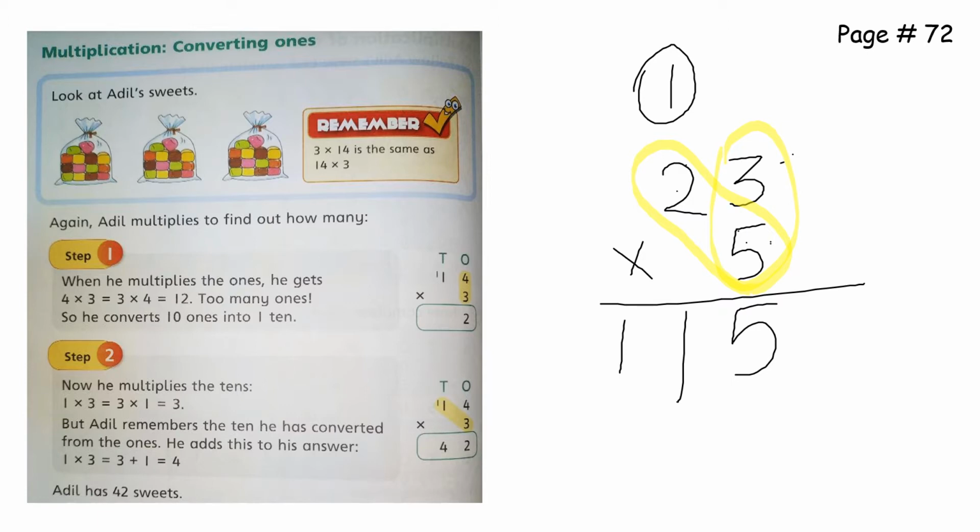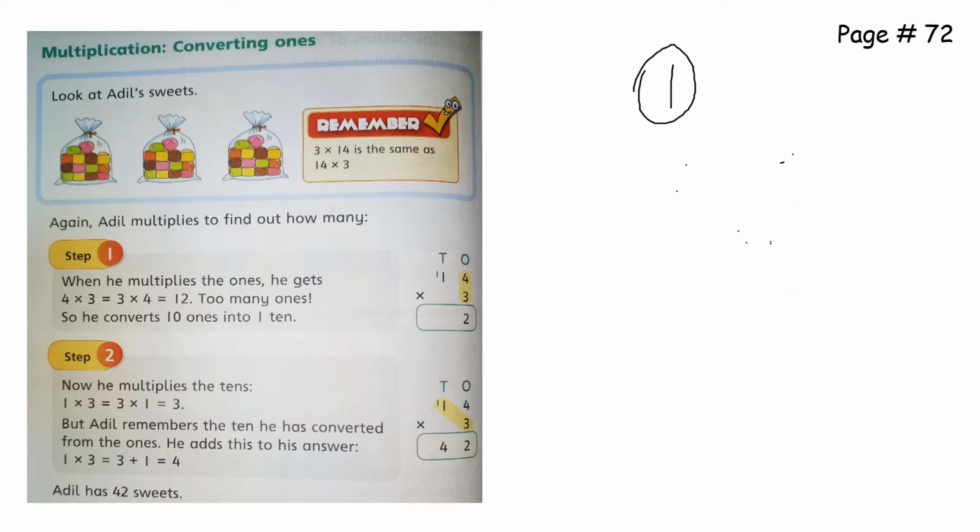So this is how we do multiplication with converting. We cannot write the full number in the tens column. We have to give carry just like we do in addition, or we take carry in subtraction.